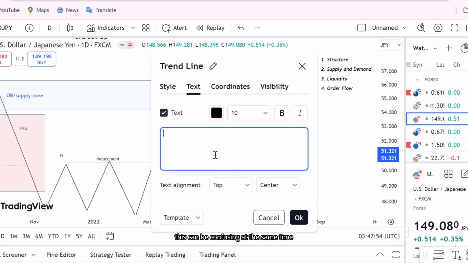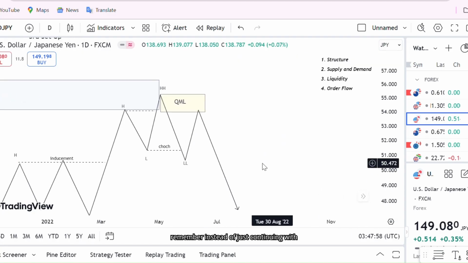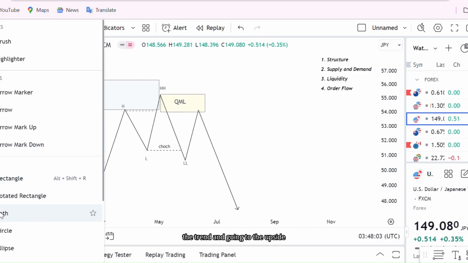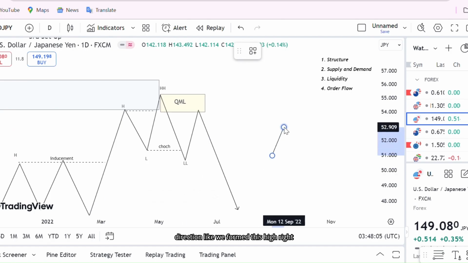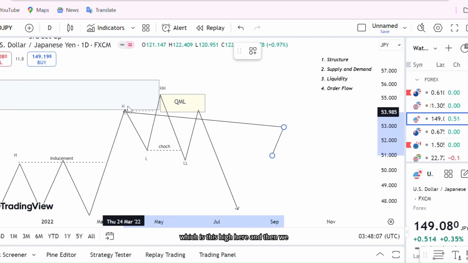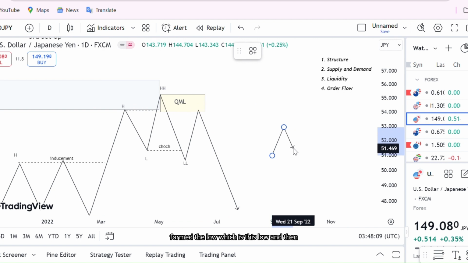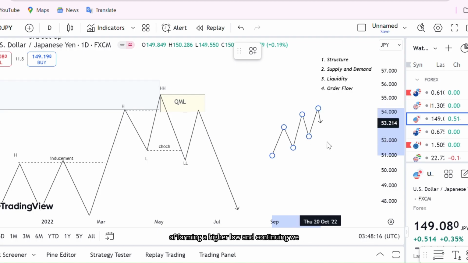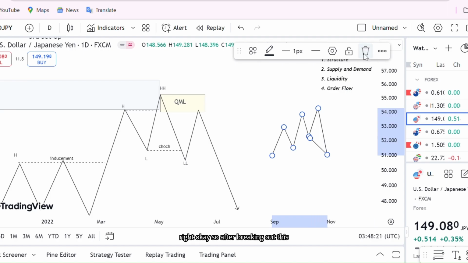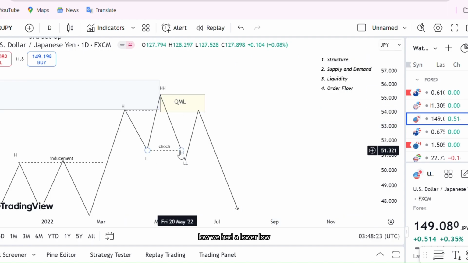This can be confusing at the same time, right? Now we have this change of character. Remember, instead of just continuing with the trend and going to the upside, like we formed this high, right, which is this high here, and then we formed the low, which is this low, and then we formed the new higher high. But instead of forming a higher low and continuing, we broke out all these lows, right? Okay, so after breaking out this low, we had a lower low.